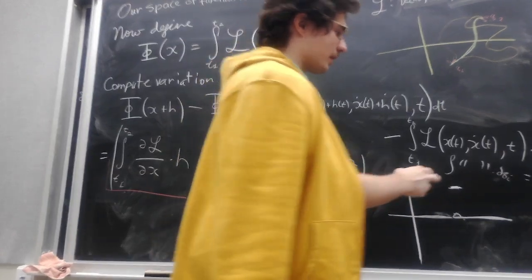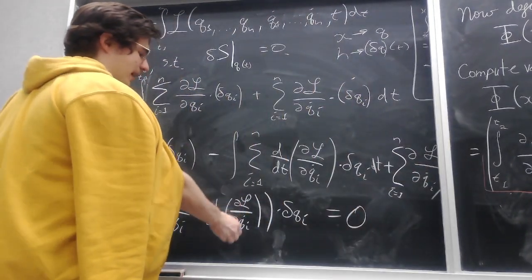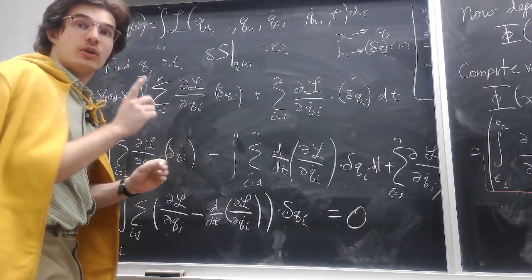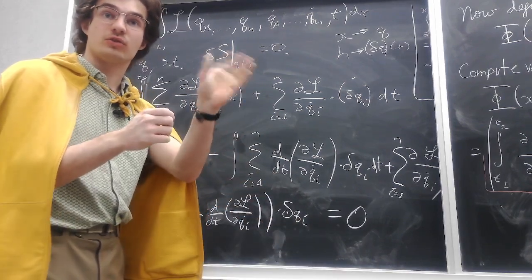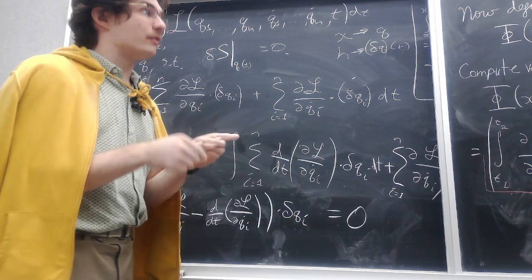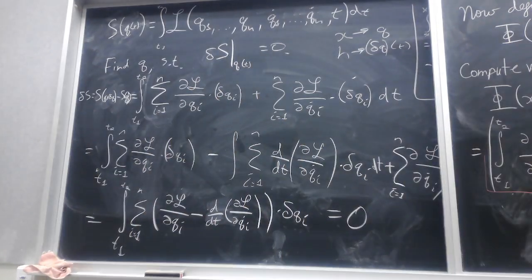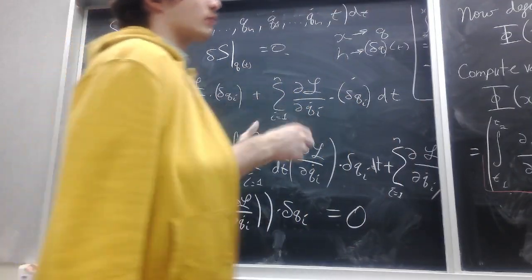So you know that because I have the freedom to choose delta qi to be anything, each of these terms has to be 0. And also note that for any i I can choose delta qi to be its own thing. I can vary my path in each direction independently of the other directions. And so we get what are called the Euler-Lagrange equations.